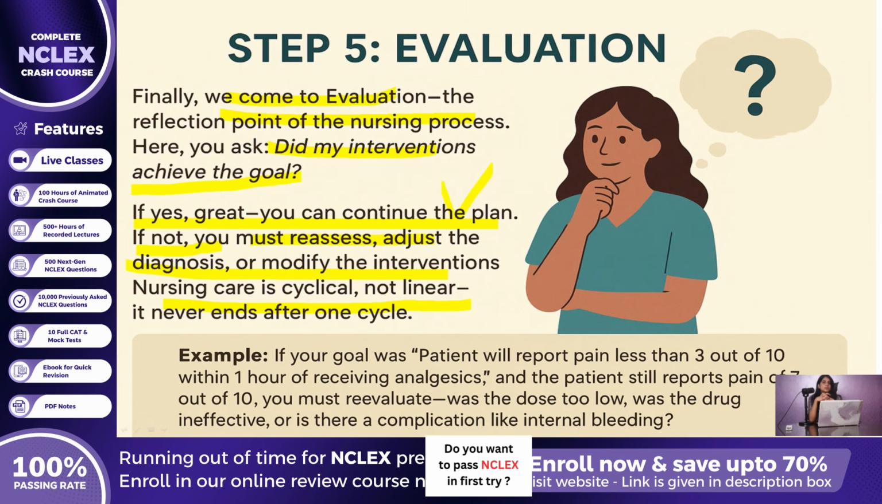Example: if your goal was, patient will report pain less than 3 out of 10 within 1 hour of receiving analgesics, and the patient still reports pain of 7 out of 10, you must reevaluate. Was the dose too low? Was the drug ineffective? Or is there a complication like internal bleeding?